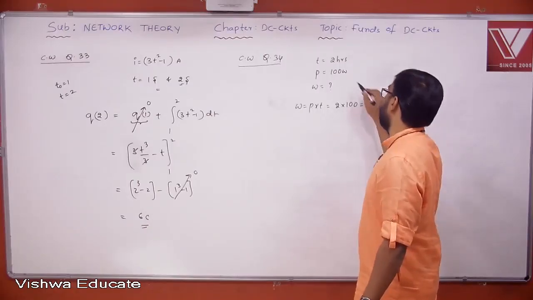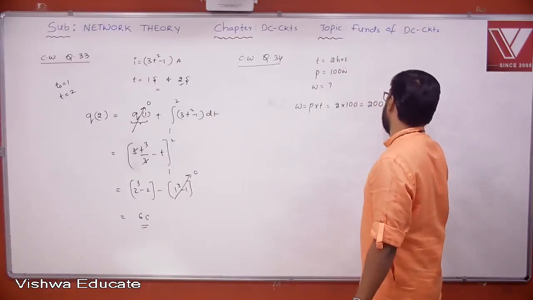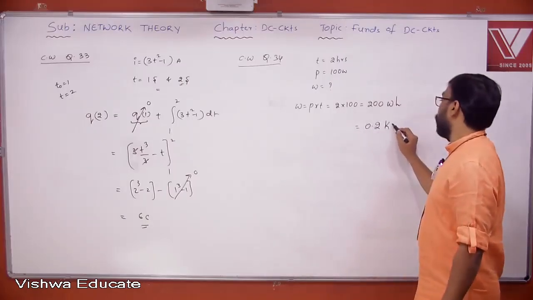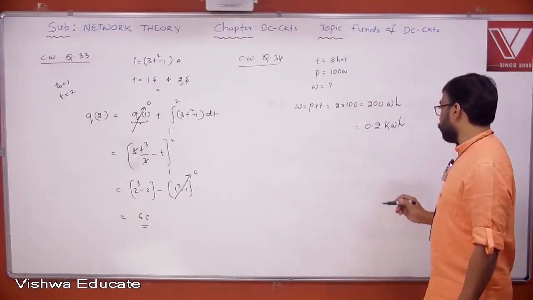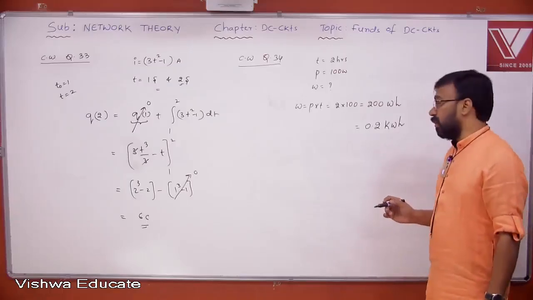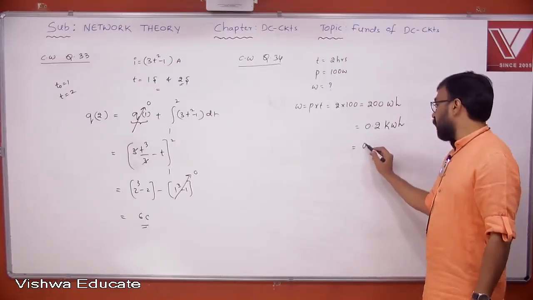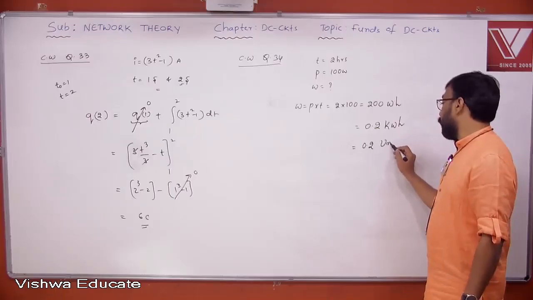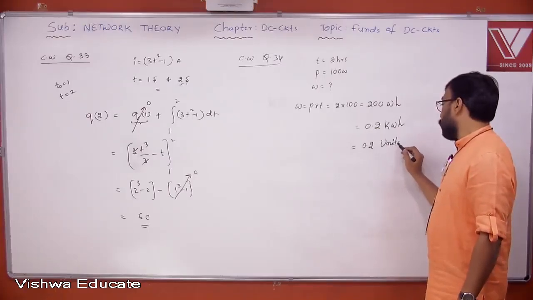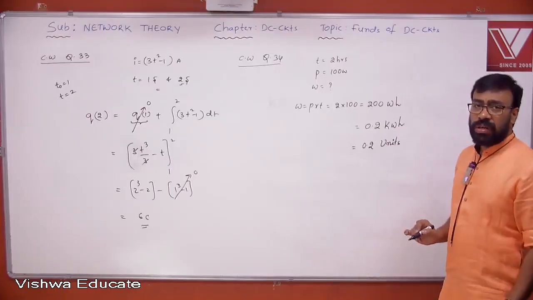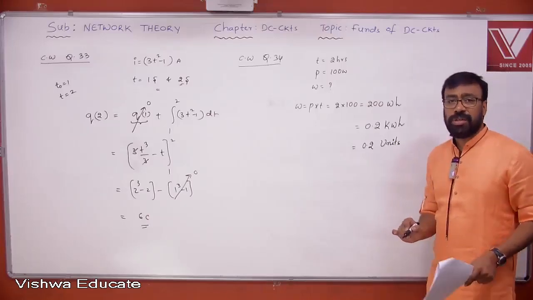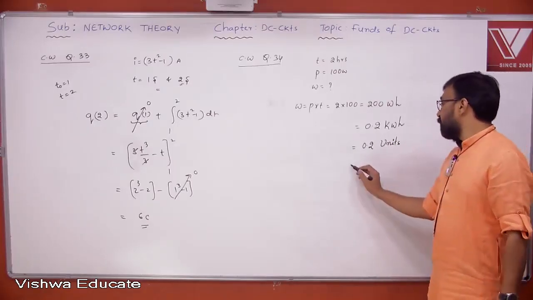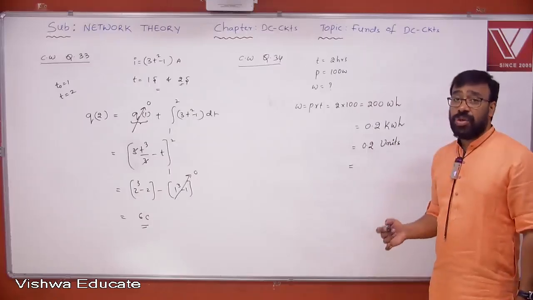200, but watt hour. Yes or no? You can also write it as 0.2 kilowatt hour. 0.2 kilowatt hour is also said to be a unit. So 0.2 units. 1 unit is equal to what? 1 unit of energy consumption is nothing but 1 kilowatt hour. Sometimes the answer might be in joules.